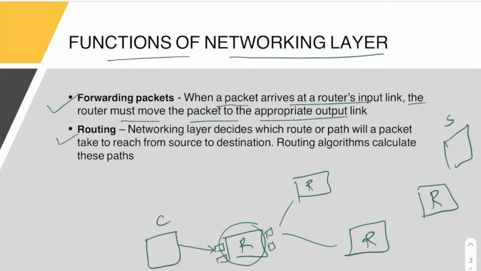Forwarding a packet is just like you forward it, right? So this router receives the packet at this input link and it forwards it to one of the output links. That's called forwarding. What is routing? Routing is the network layer deciding which route or path a packet will take to reach from source to destination. And then you have routing algorithms that calculate these paths. So you have an overall path also here.